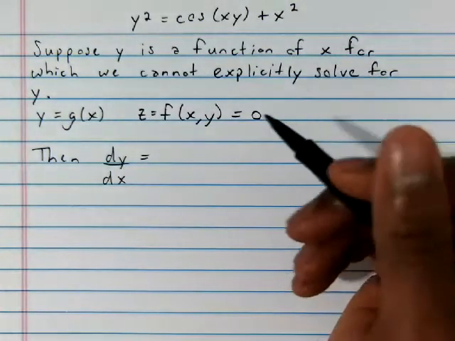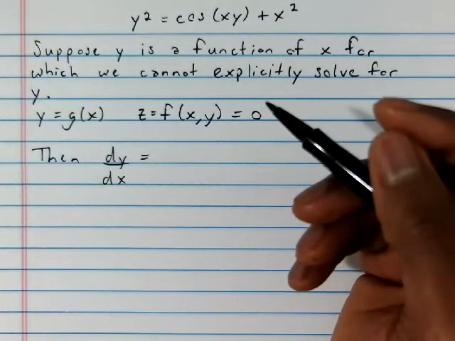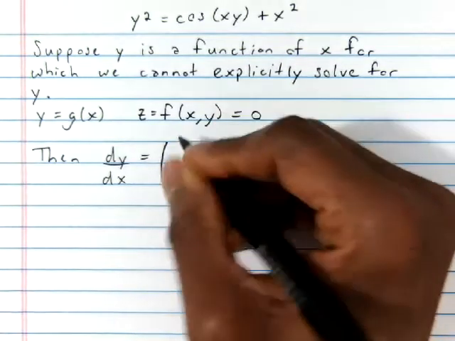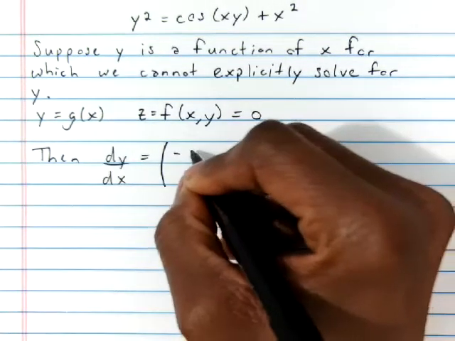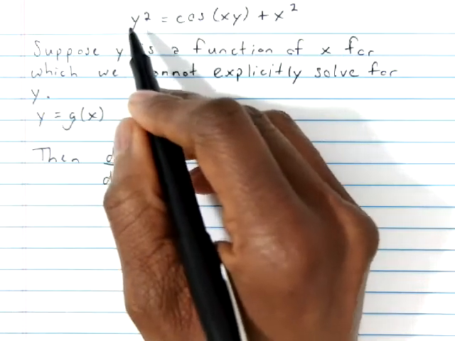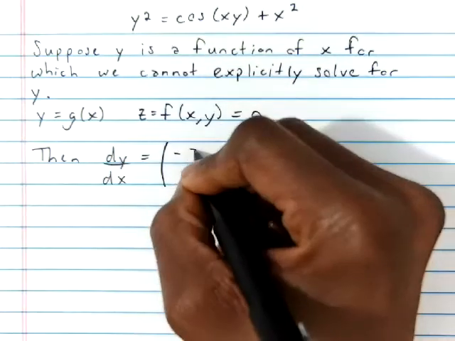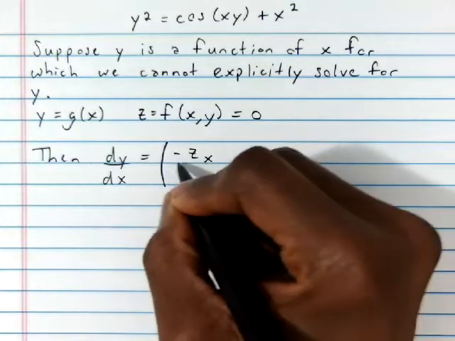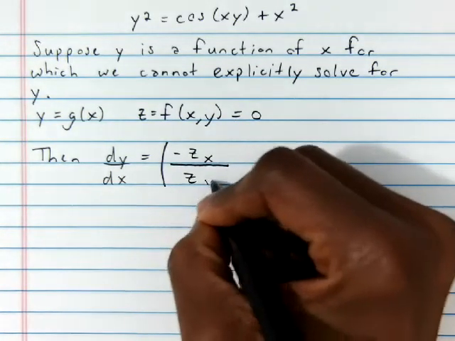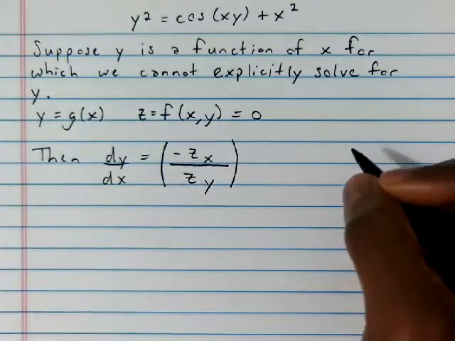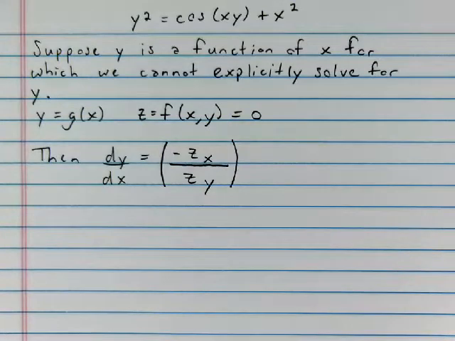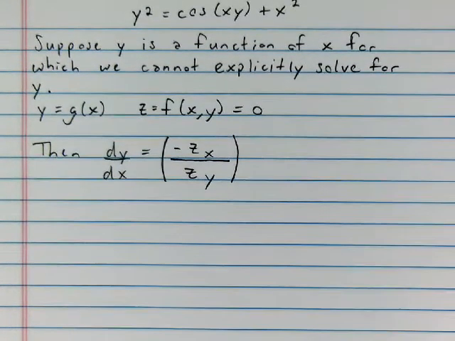Now though, if we know how to take partial derivatives, we have another way of doing this, and dy dx is going to be equal to the negative of the partial of z with respect to x. So you move everything over to the left, you call that thing z, take its partial with respect to x, the negative of that, and then divide it by z sub y, and that will give you dy dx. This is just a fast way of doing implicit differentiation.